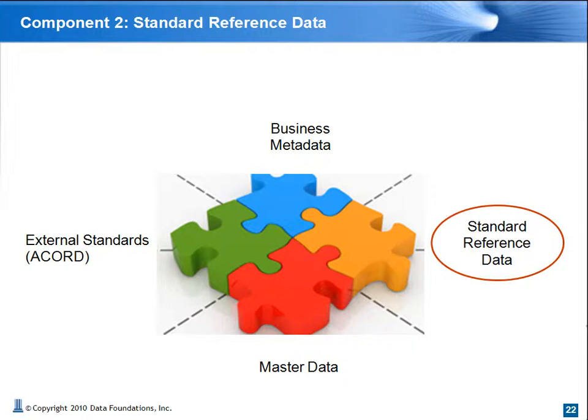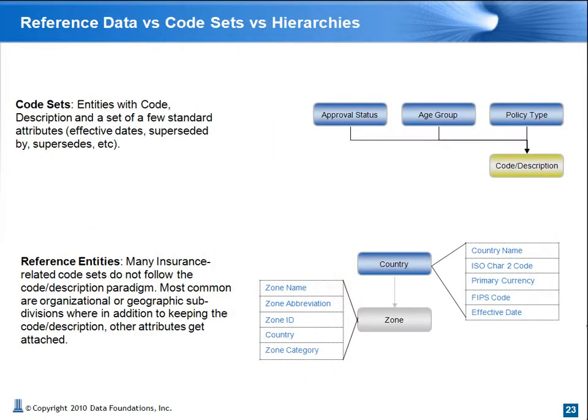Thanks, Dave. Moving on, the question of domains is broader than just this discussion of the business metadata layer, so let's talk about standard reference data. Reference data is made up of critical, industry-defining code sets, reference entities, and hierarchies. As you know, code sets carry a description such as approval status or age group, and a few set of standard attributes which probably have conditions such as effective date, superseded by, supersedes, etc.